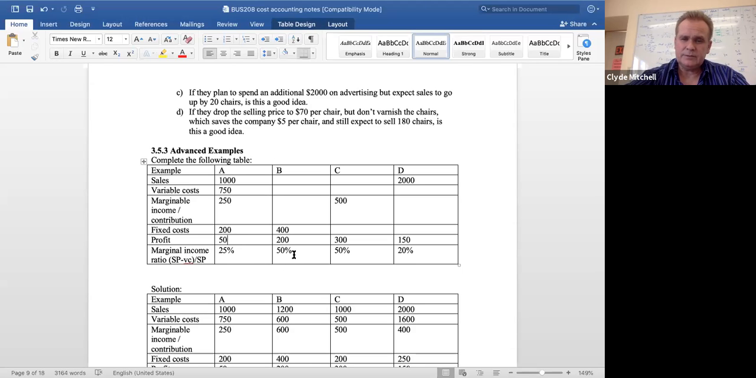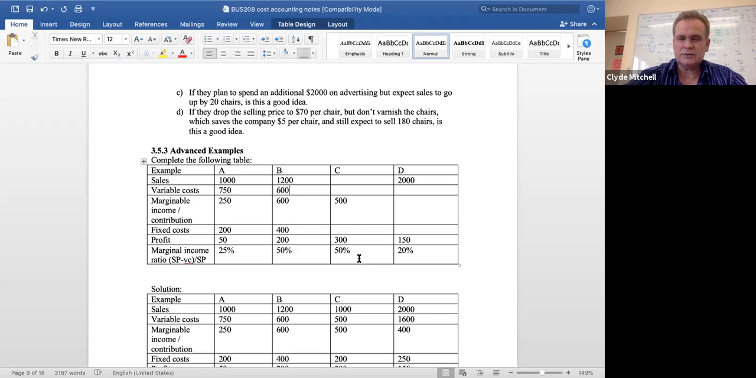Not quite as simple, but same idea. We know the marginal income ratio, but we don't know the revenue or marginal income. But we can work backwards, because if we know the final profit and we know the fixed costs, we know the marginal income must be 600. And if that's 50% of revenue, revenue must be 1,200, and variable costs 600. Once you've got that idea, it's pretty easy.